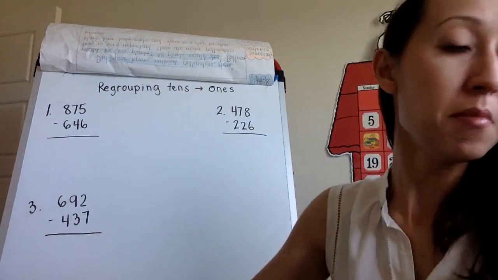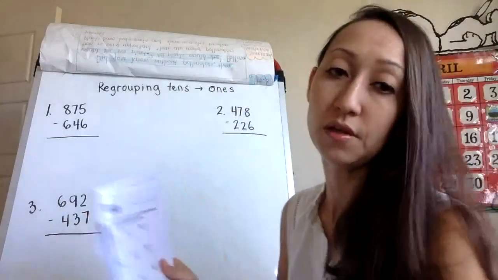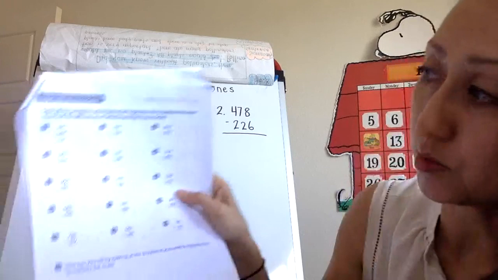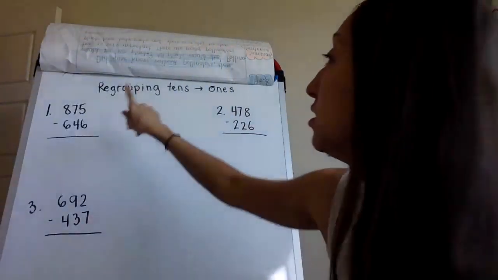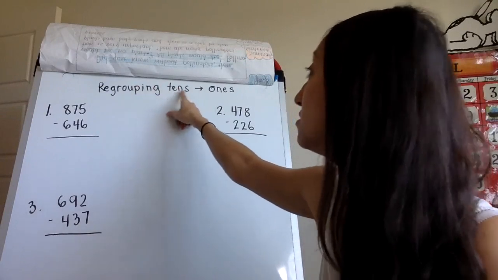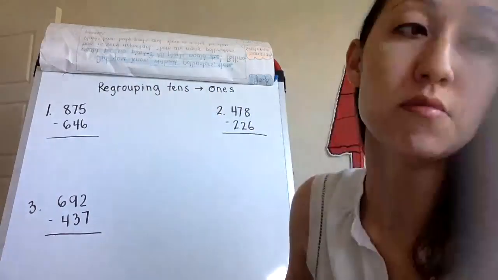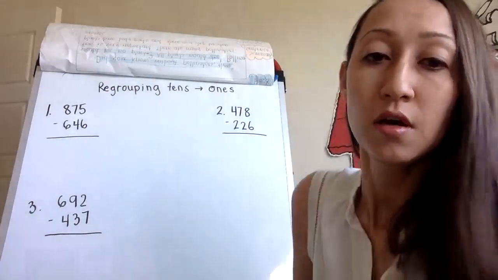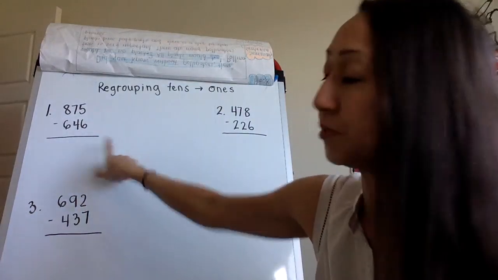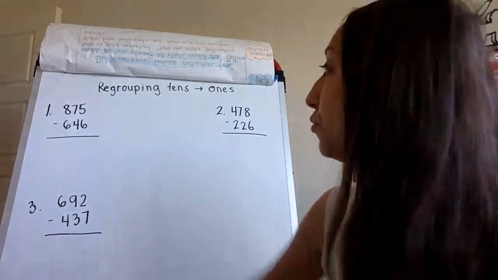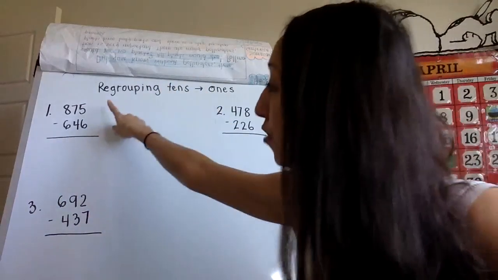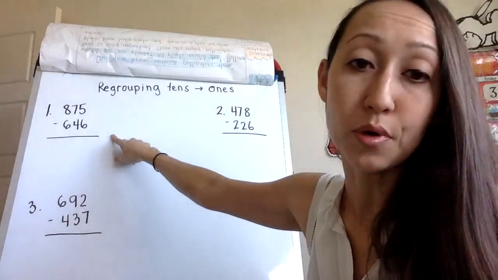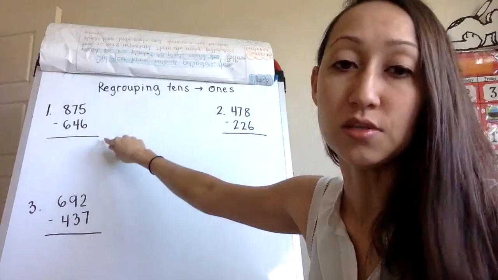Okay, for your math, I wanted to do this in a different video because I didn't have enough time in the first one. You're going to be doing page 23 and you're regrouping tens into ones today, okay? Why might we ever need to do that? Okay, so let's look at problem number 1. We are going to regroup a 10 and make more ones from it, and this is a perfect example of why we need to do that.